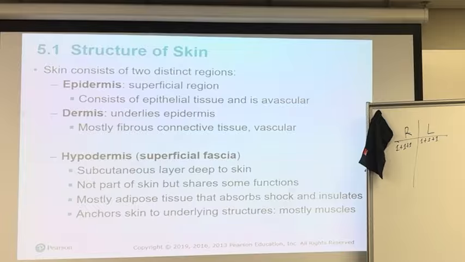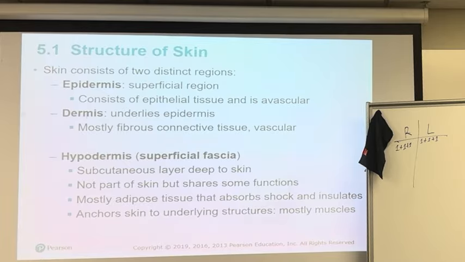Okay. So when we say skin, part of the skin is basically your epidermis and dermis. So what about the hypodermis? Hypodermis is underneath the skin. This is not part of the skin. So when we say epidermis, that is your superficial region, the top region. In the superficial region, what type of tissue do you have? Epithelial tissue, right? The epidermis consists of epithelial tissue, and they are also avascular. They do not have any blood supply.